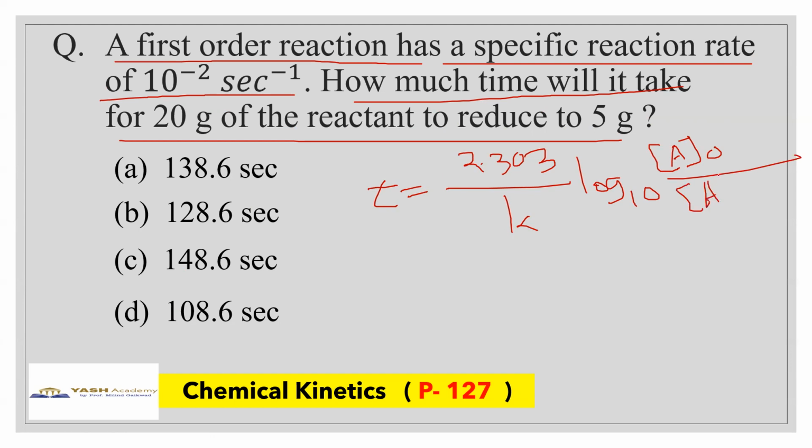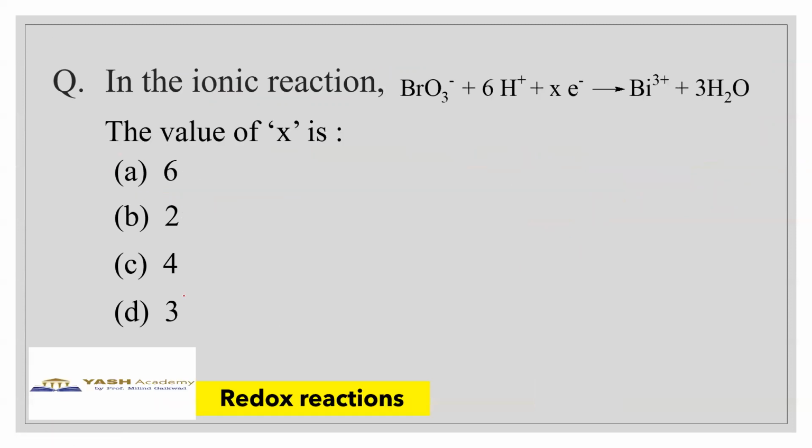and this is the concentration after time t. Here the initial concentration is 20, here 5. And the value of k is given, 10 raised to -2. So substitute all these figures and finally calculate the answer. The answer of the question is option A, 138.6 seconds. Chemical Kinetics, page 127.